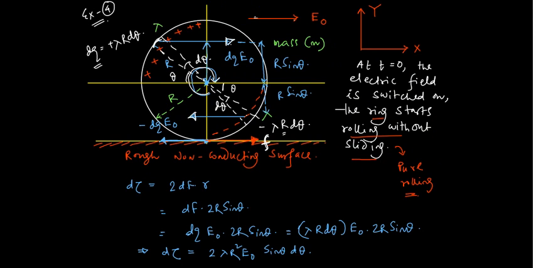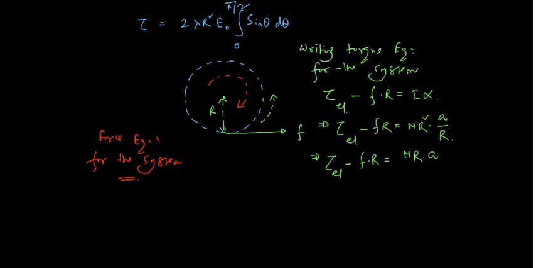right? Plus dq into E naught minus dq into E naught. So net force is 0 for this element, and if we sum all the elements, it will be 0. So there is only one force acting, which is effectively forcing the center of mass of the system to move, and that is friction. So I will write simply friction is equal to mass of the system into acceleration.